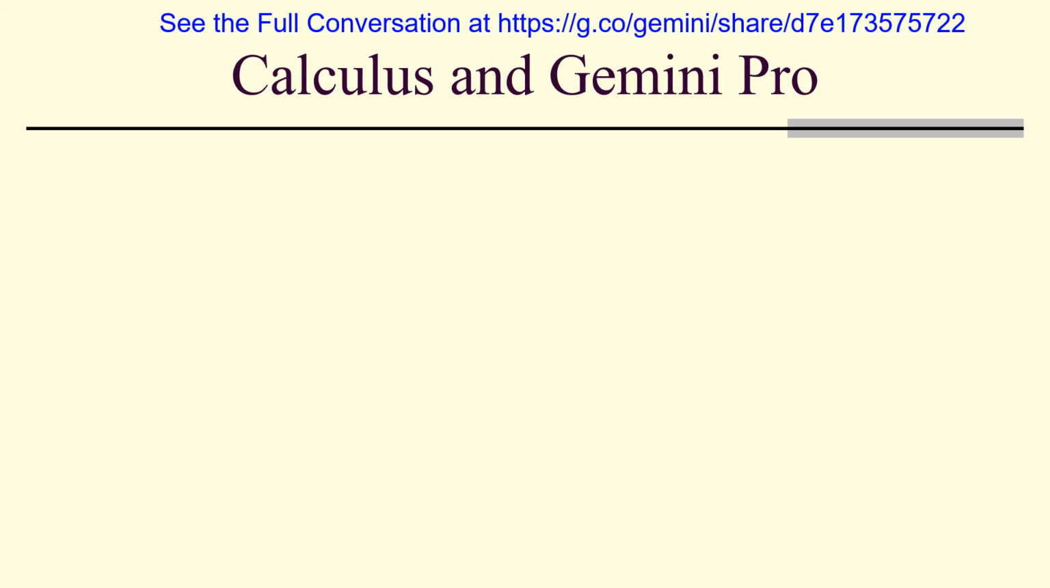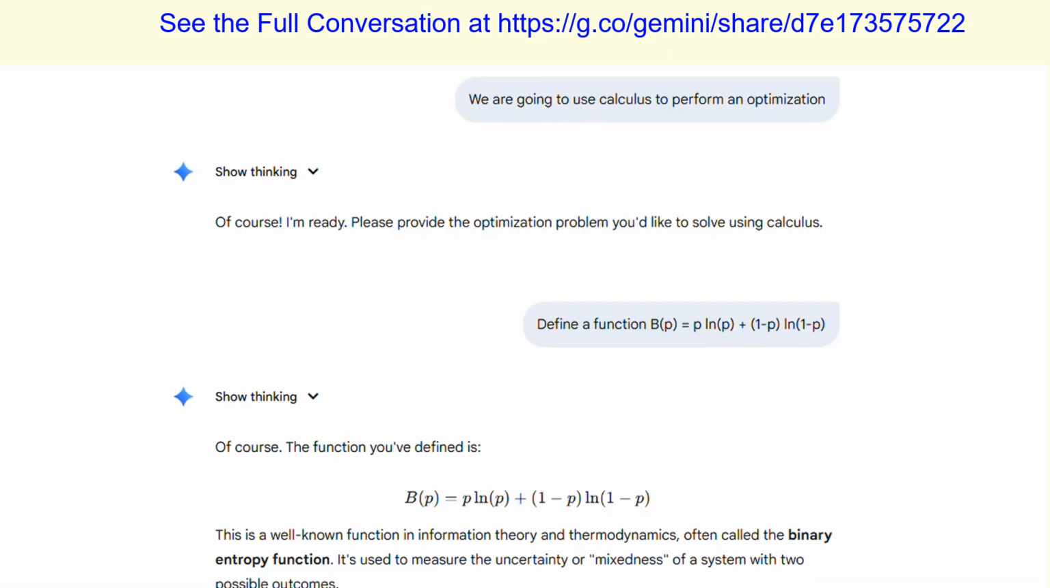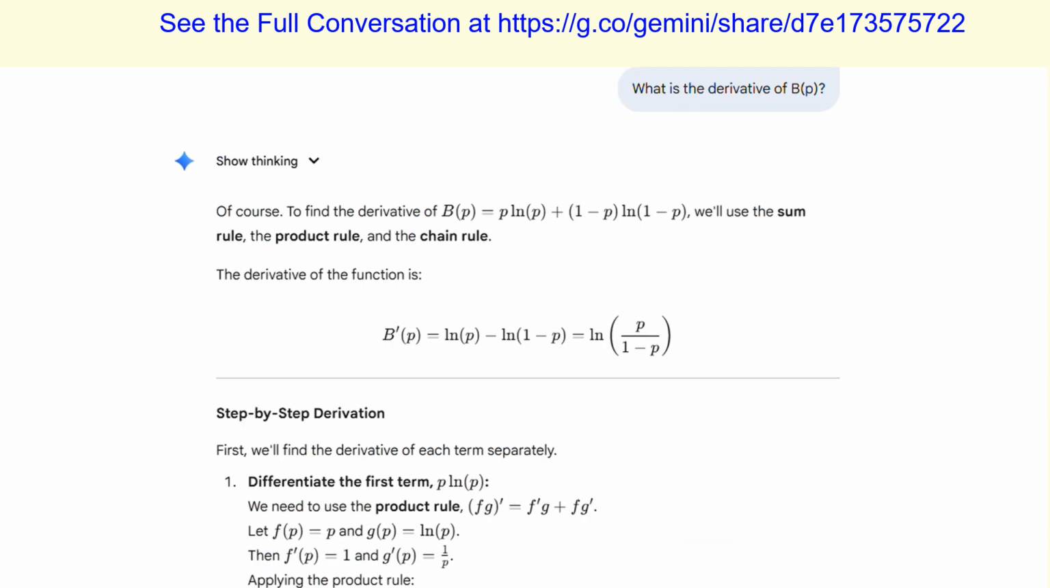So now we're going to look at an example of calculus in Gemini Pro. You can see the full conversation at this link. So we're going to use calculus to perform an optimization. My context, I define my function, b of p equals p log p plus 1 minus p log 1 minus p, and it actually recognizes this as the binary entropy function, which is what we'll use it for in this course. What is its derivative? Well, here's its derivative. Notice that it actually used the properties of the logarithm to simplify it briefly, and it actually tells us step by step how it came up with this result.